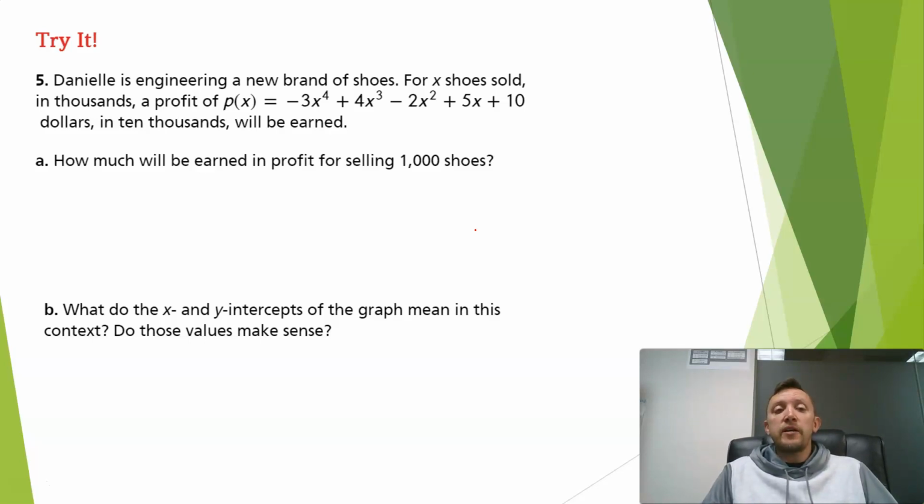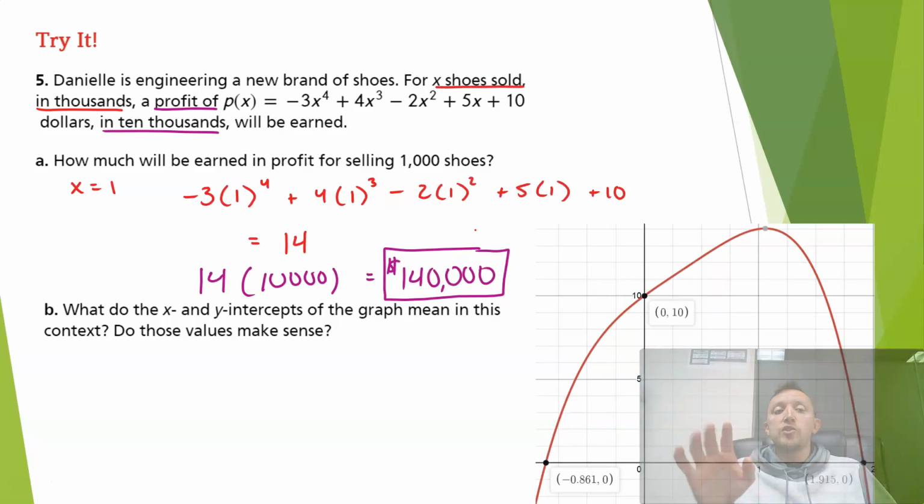All right, let's see how you did here. First off, again, we replace x with 1. When you do that, you get 14 as your answer. And we need to make sure we know how to interpret what that 14 means. Remember, the profit is in $10,000s of dollars. So if we take 14 times 10,000, that really represents what the profit would be, because we have 14 10,000s. So 14 times 10,000 is 140,000. So 1,000 shoes would be a profit of $140,000.